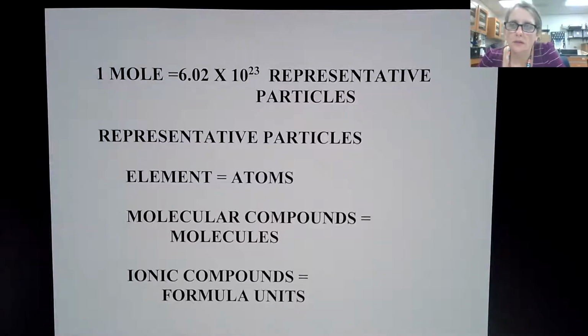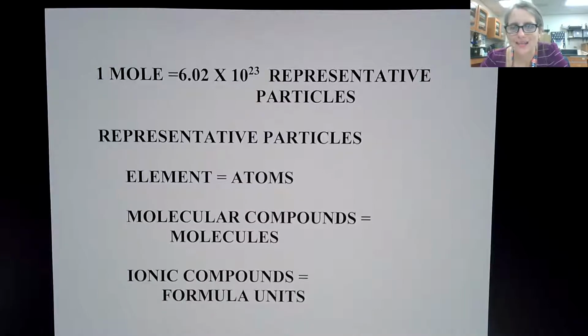So this video is going to look at calculations with the mole associated with the smallest thing, which is particles. I mentioned this in the previous video when we were talking about the introduction of moles. We're going to call these representative particles. So 1 mole is equal to 6.02 times 10 to the 23rd representative particles.